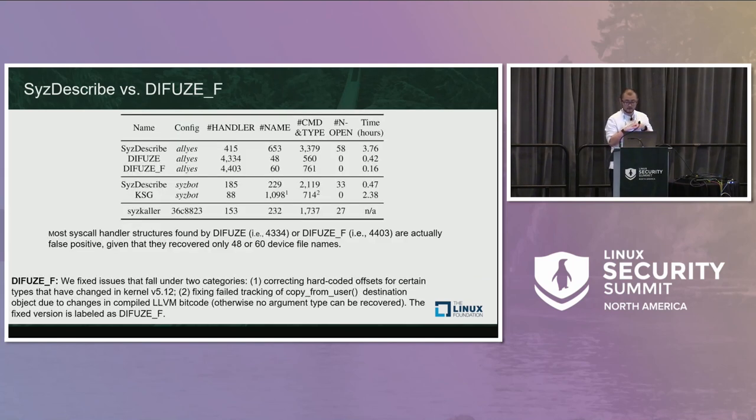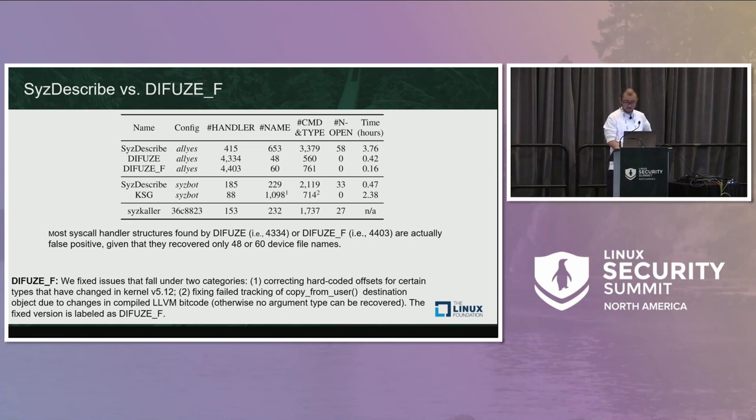Since our evaluation is based on a new version of the Linux kernel, which is 5.12, we had to port DIFUZE to a new version of LLVM, which is required by Linux 5.12. We also fixed some issues in DIFUZE, and the fixed version is marked as DIFUZE_F. The issues are mainly under two categories. First is correcting hard-coded offsets for certain types that have changed in kernel 5.12. Second is fixing failed tracking of the copy-from-user destination object due to changes in the compiled LLVM bitcode.